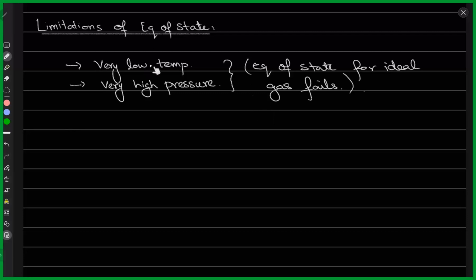So anyway, these are the limitations of the equation of state. It will not give you correct answers when the values of temperature are very small compared to room temperature and the value of pressure is very high compared to atmospheric pressure. That's when the equation of state fails for the ideal gas. Okay, is that clear for everyone?